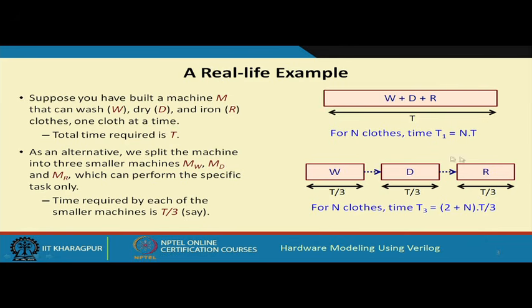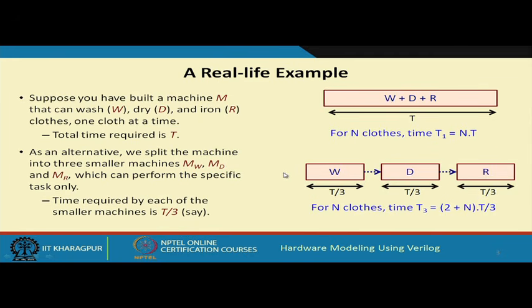Now here, let us see what happens. The total time was T. Let us say now these individual stages will take 1/3 time each, T by 3, T by 3, T by 3. So, the total time is still T.